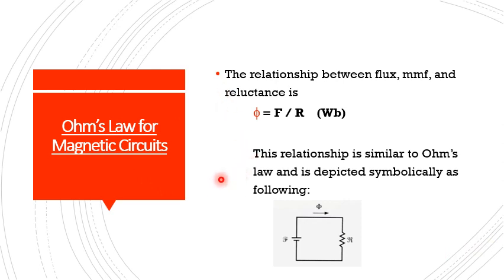Okay, Ohm's law for magnetic circuit. The relation between flux, MMF and reluctance is phi equal to F over R. The flux, or phi, is similar to current in an electric circuit. F is similar to voltage and reluctance is similar to resistance. This relationship is similar to Ohm's law and depicted symbolically as follows. Like this.